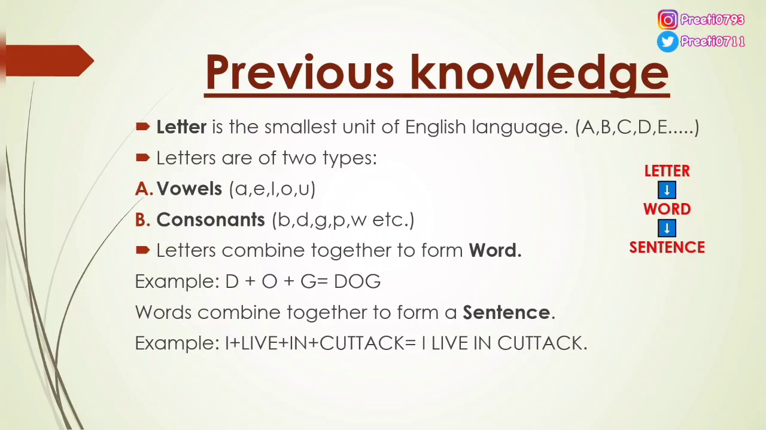Further it says that if we combine the words together, then it forms a sentence. For example, if I combine the words I live in Cuttack in a meaningful order, then it gives us a sentence which says I live in Cuttack, which is a meaningful sentence. So we can say that the smallest unit is letter. Then if we combine letters, we get words, and if we combine words, we get a sentence.